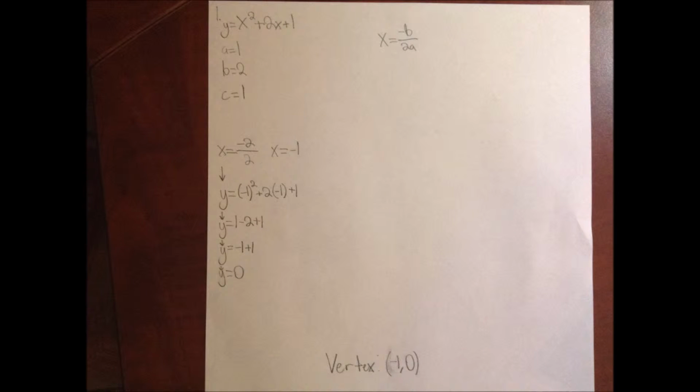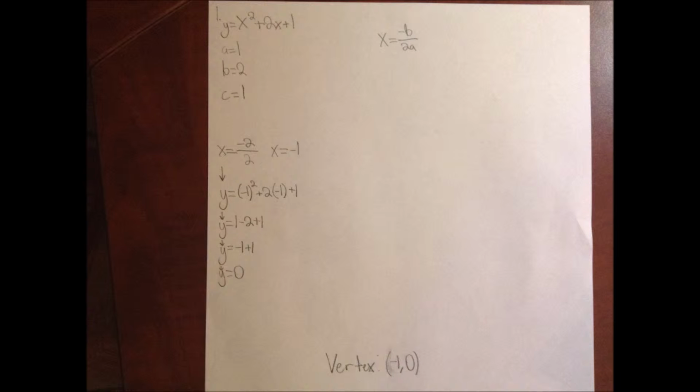Alrighty, so let's attempt our first problem: y equals x squared plus 2x plus 1. Since we're just starting off with this, let's go ahead and list our a, b, and c values: a equals 1, b equals 2, and c equals 1. It's also a pretty good idea to list our x formula, negative b over 2a, and now we can get to solving the actual equation.